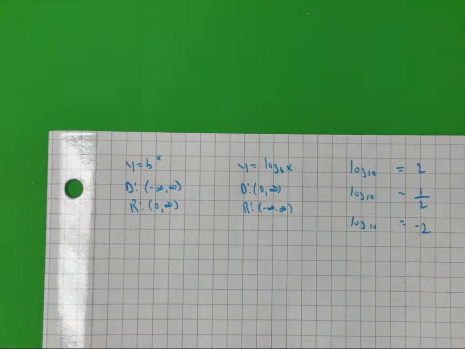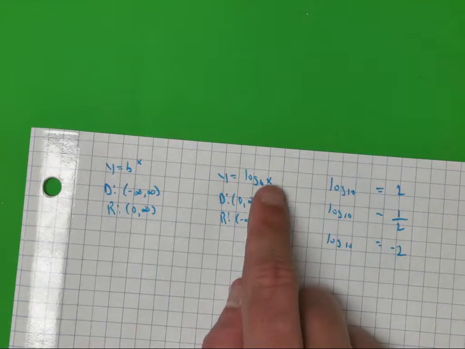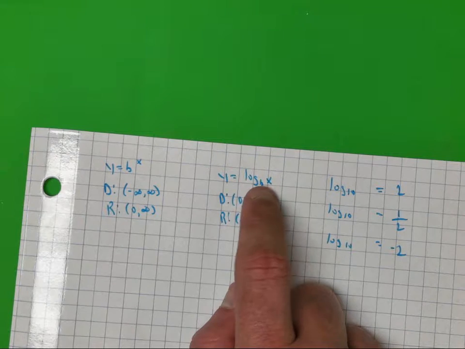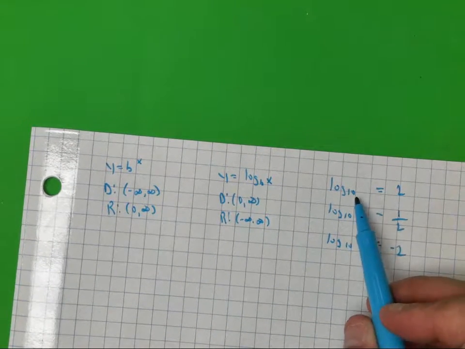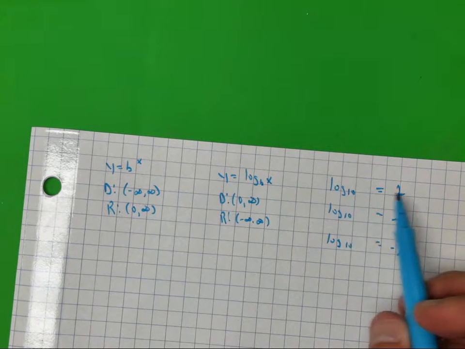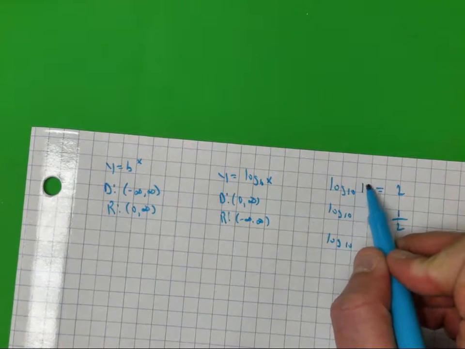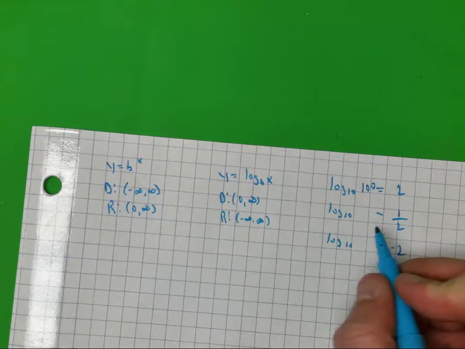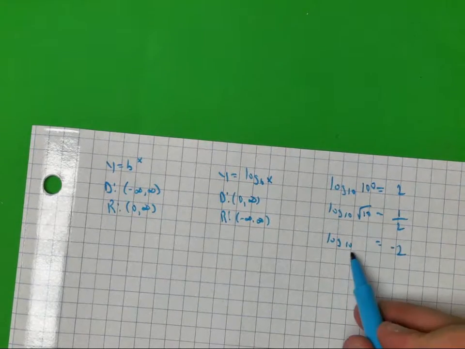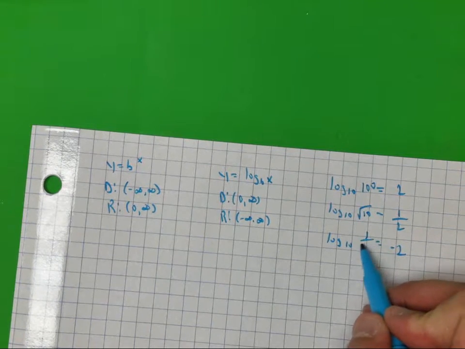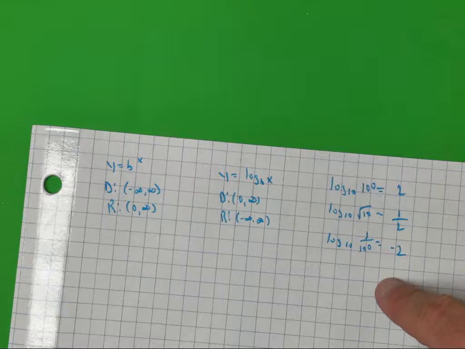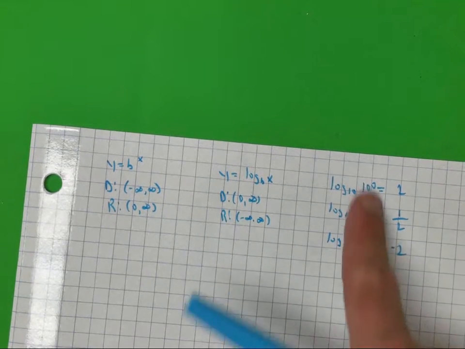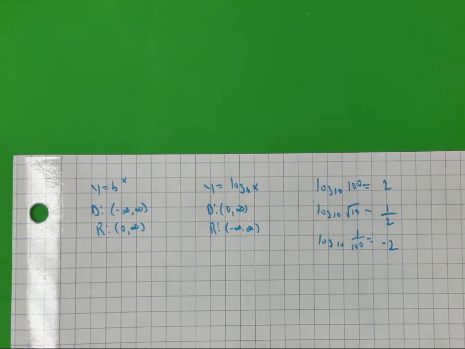Now let's talk about a little bit of why your domain is 0 to infinity. Notice that the value next to b is your x. So if I have log base 10, 10 raised to 2 gives you 100. 10 raised to 1/2 gives you the square root of 10. 10 raised to negative 2 will be 1 over 100. This lets you know why. None of these values are less than 0. That's why logarithms are not defined for negative numbers.